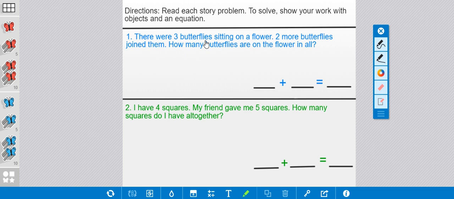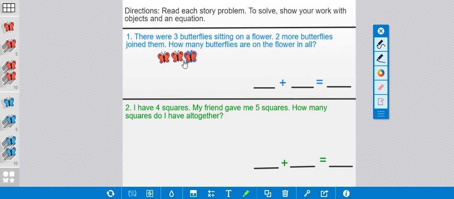So I have 3 butterflies. So I'm going to go over here and I'm going to click a butterfly and I'm going to bring him over. And I need 3. So that's 1, 2, 3. And if you were doing this in the classroom, you would not draw butterflies because that would take forever. And when we're doing math, we want to do it quickly. So you would just draw circles.